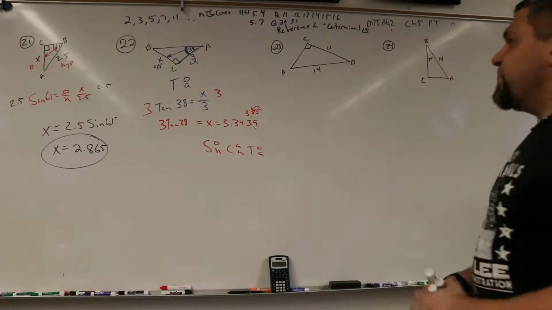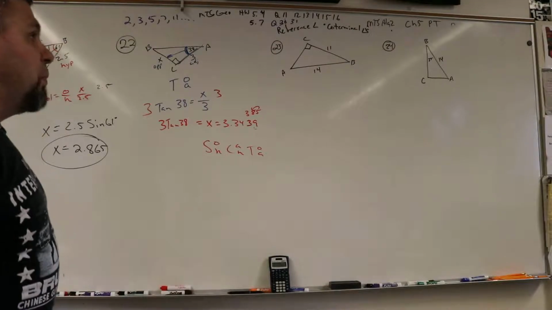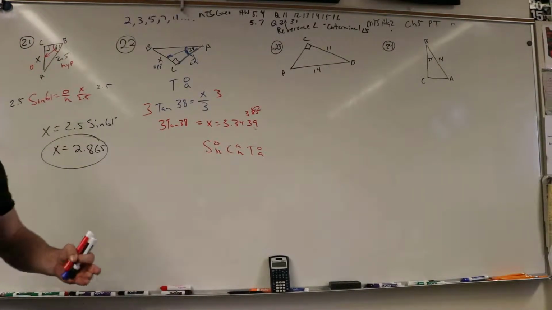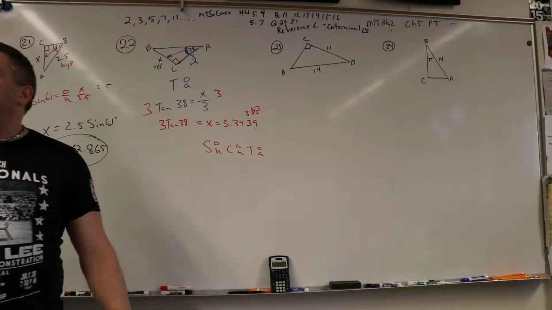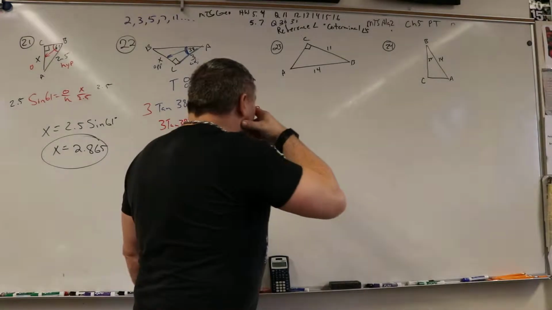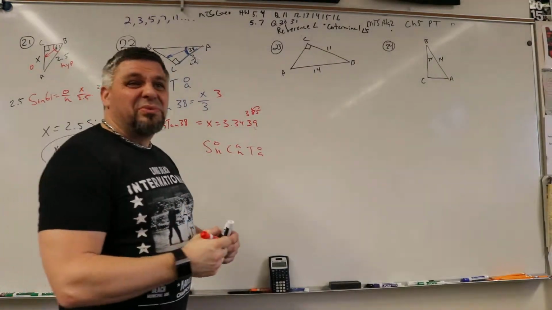Let's do this. Alright, so these are harder, so that's why I restarted the film. We have to find everything: the angles and the side. The side's not that bad. 11, 14, I don't see a Pythagorean triple, so that kind of sucks. But it's not that bad, right?